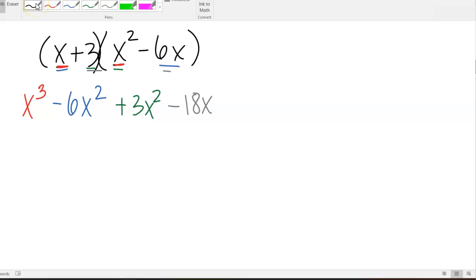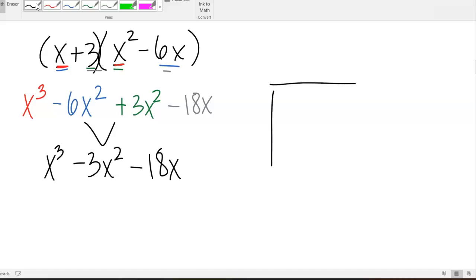Then we put our like terms together. So x cubed stays in the front. Both of our middle two terms are x squared terms. So we do a -6 plus 3. That's a -3. Variable situation stays the same. And at the back, we have the -18x.